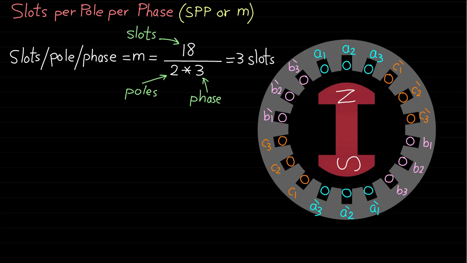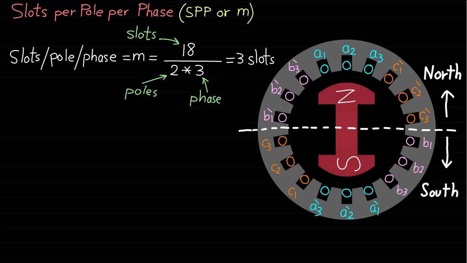Basically, if we focus on the upper side, which is facing the North Pole, we can see that the upper side consists of 9 slots belonging to 3 phases: 3 slots belong to phase A, 3 slots belong to phase C, and 3 slots belong to phase B. Now, if we divide this upper north side per phase into 3 parts, we can notice that each of these 3 parts has 3 slots belonging to each phase. These 3 slots represent the term M.